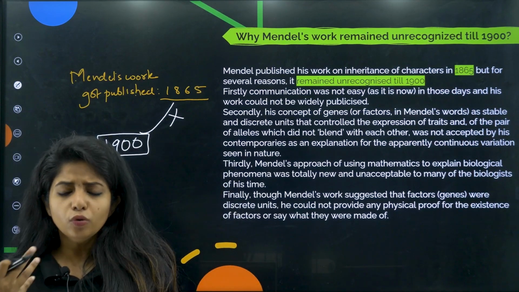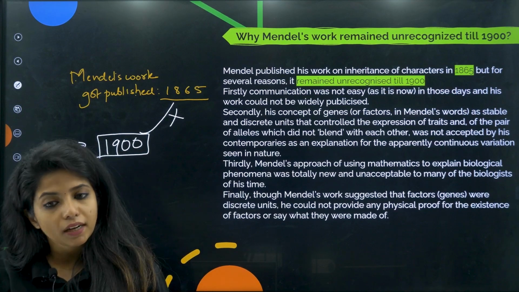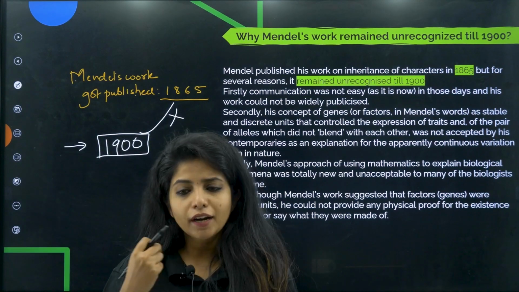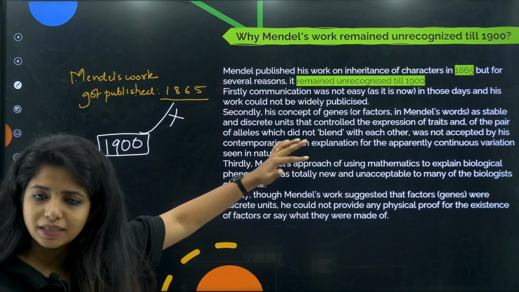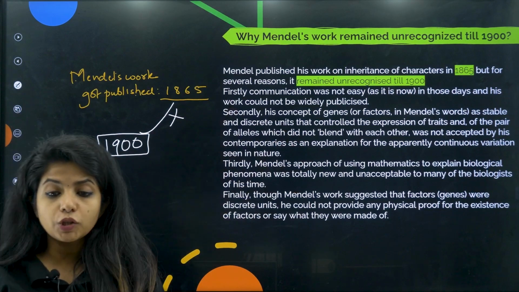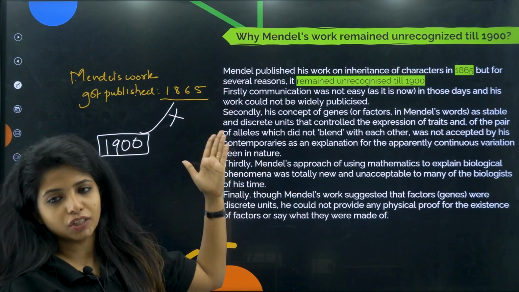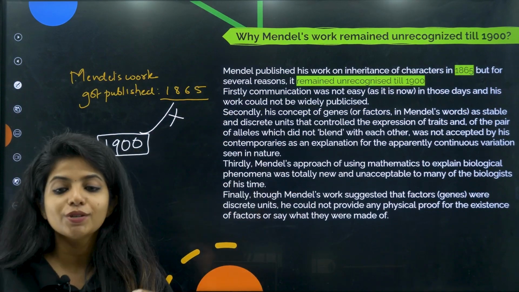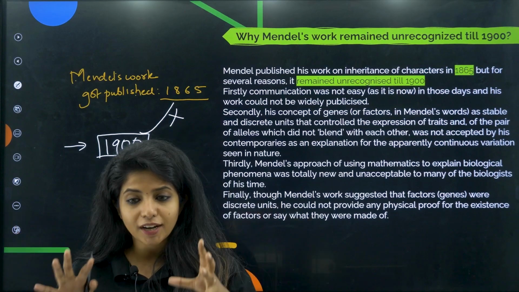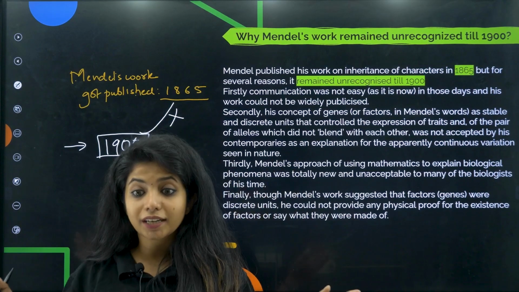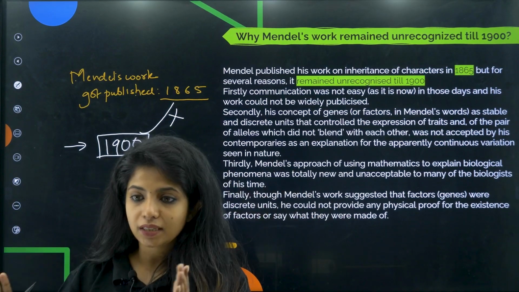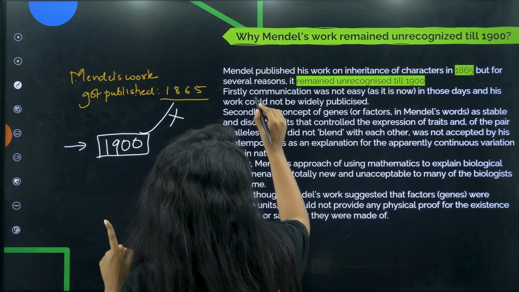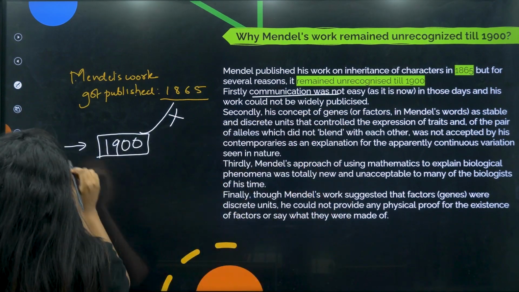But what were the loopholes? Why didn't it get the recognition that it needed? There are a few things that are written over here. We'll study like this. First thing, communication was not easy. As you know, in 1865 you cannot expect communication to be easy. Mobile phones and everything had to come in, then only people could communicate easily. So the first point is that communication was not easy. I'm just writing it.